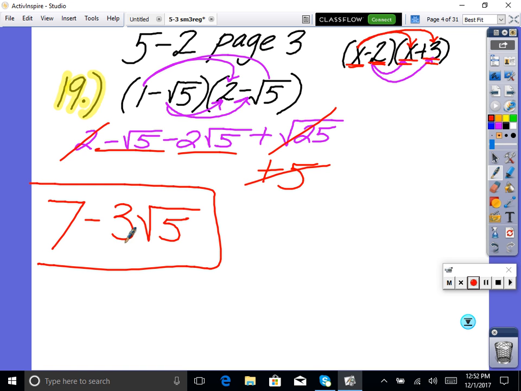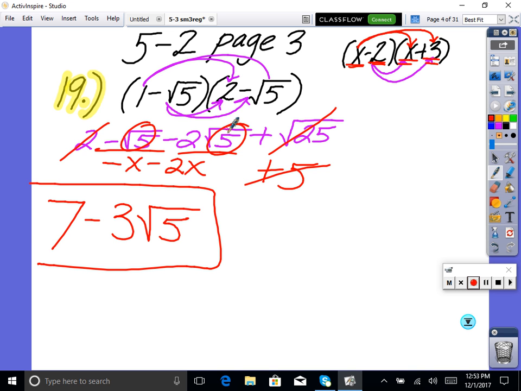Wait, can we combine these? No, this is connected to a root 5. This is like having a 7 minus 3x. We know we can't combine that, right? Can't combine this either. That's just the same as doing negative x minus 2x is negative 3x. The apple doesn't change. It's the same, right? We're combining like terms.